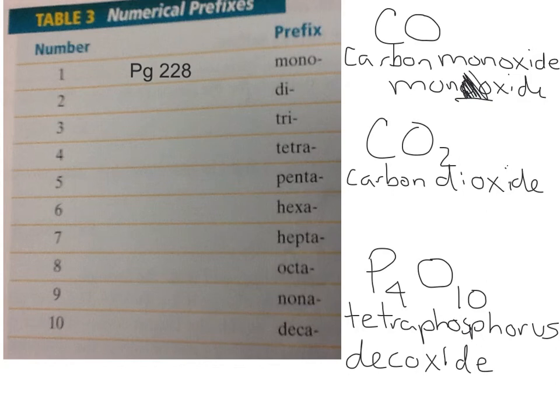Notice again that all of these end in IDE. So let's remember, even in covalent compounds, they end in IDE.